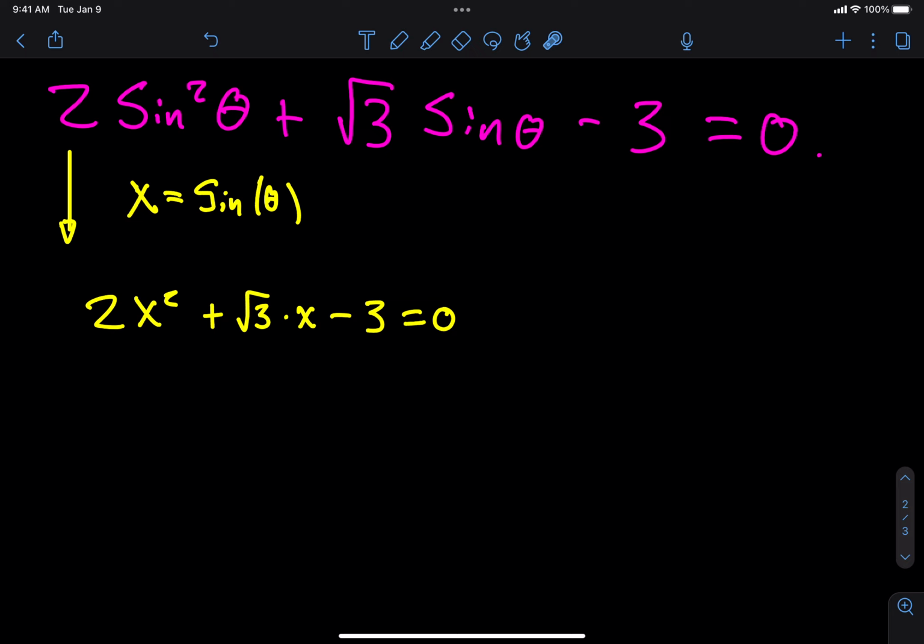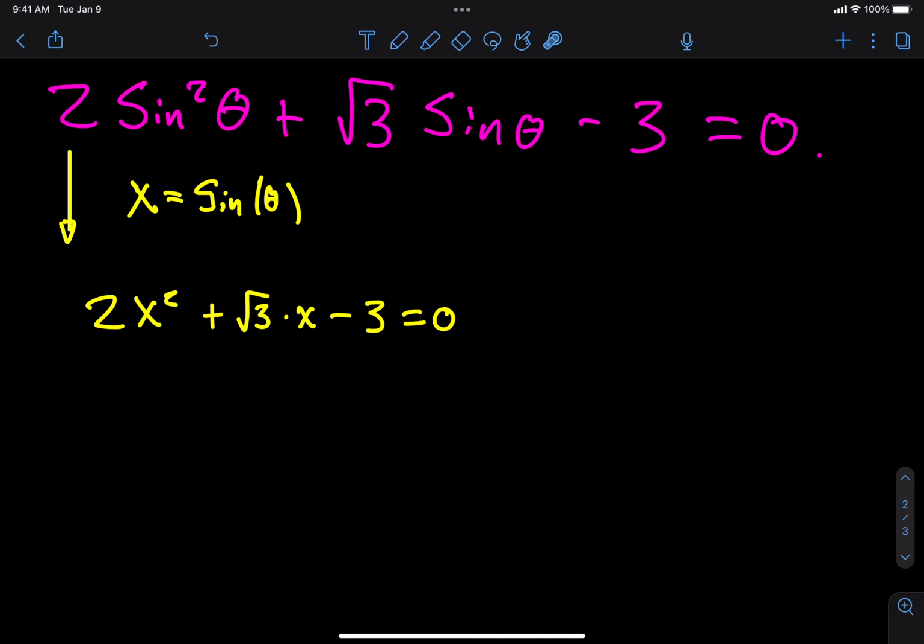Well, this is a quadratic equation. We've got multiple tools for solving quadratic equations. Can somebody tell me one of the tools that we have? Quadratic formula. Yeah, quadratic formula. What's the other one that we can do sometimes? Factoring. We can do factoring and we can do quadratic formula.